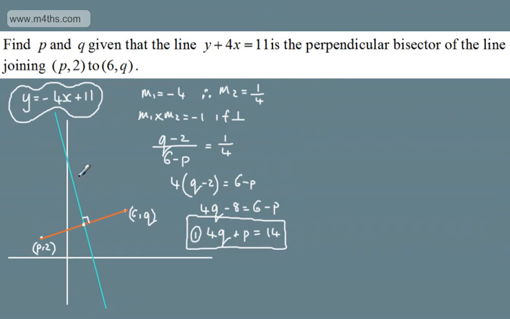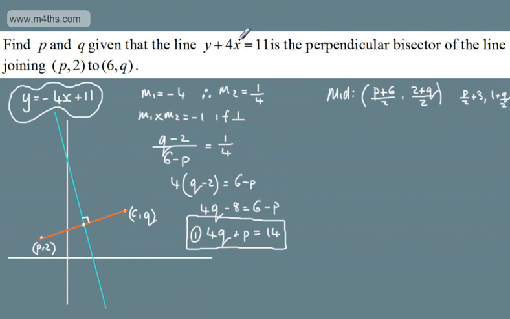This point right here is the midpoint, and we know that that's going to lie on the line y equals minus 4x plus 11, or if you like, y plus 4x is equal to 11. So let's now look at the midpoint in terms of P and Q. For the midpoint, we add the x coordinates, so P plus 6 and divide by 2, and then we add the y coordinates, 2 plus q and divide by 2. So we could write these like so as the midpoint, or we could just write this as (p over 2 plus 3, 1 plus q over 2) if you want.